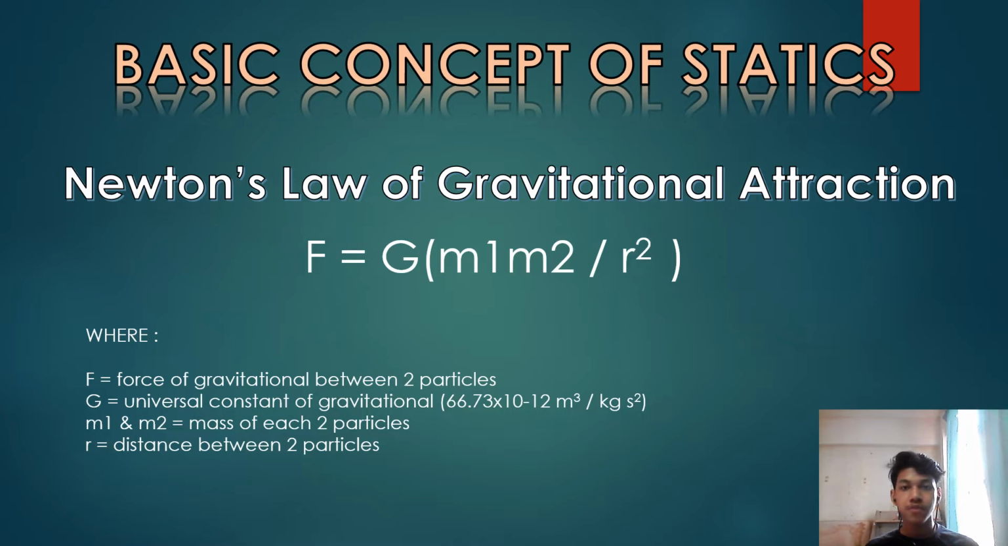Newton's law of gravitational attraction states that F is equal to G times m1 and m2 divided by r squared, where F stands for the gravitational force between two particles, and G is the universal constant of gravitation, whose value is 66.73 times 10 to the power of negative 12. m1 and m2 are the masses of the two particles. Meanwhile, r stands for the distance between the two particles.